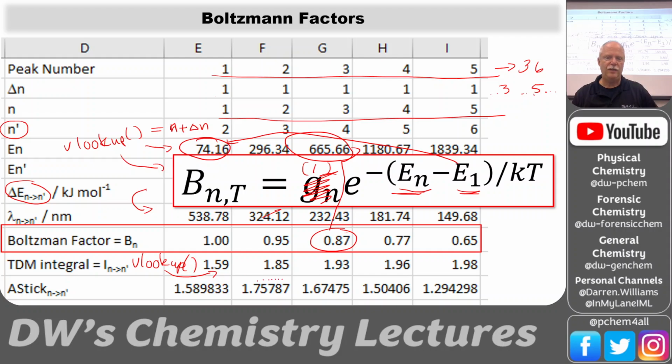And so now we have the stick spectrum. So this one is this one times that one. So it's the Boltzmann factor times the TDM integral gives you the stick spectrum. And this is where you were saying you hit a snag.